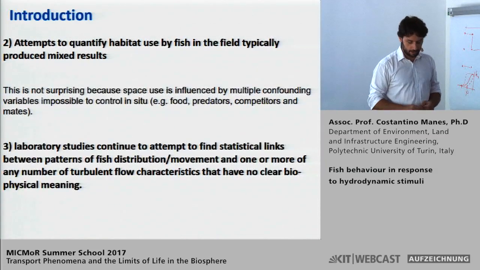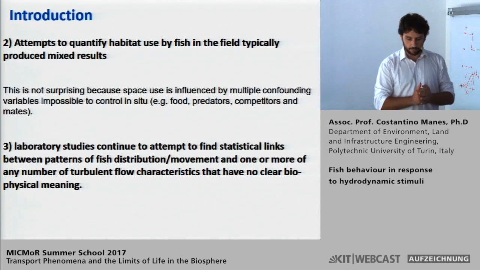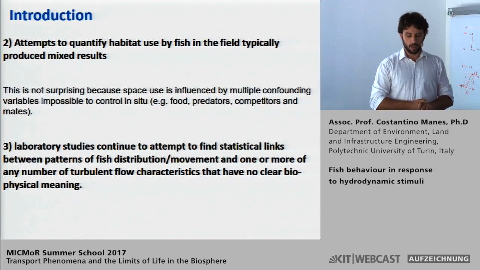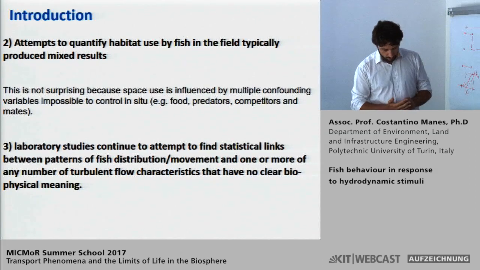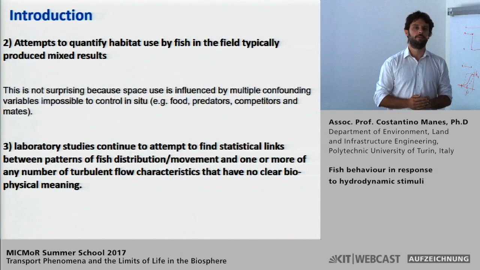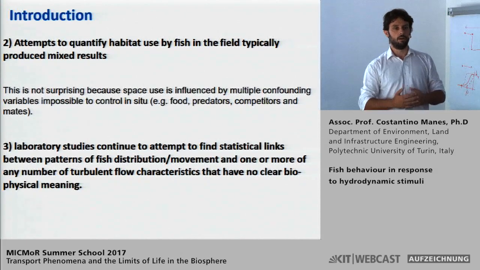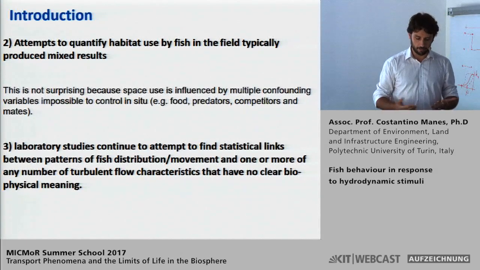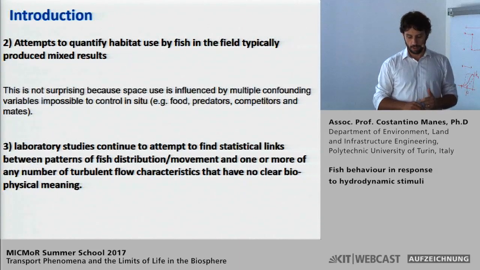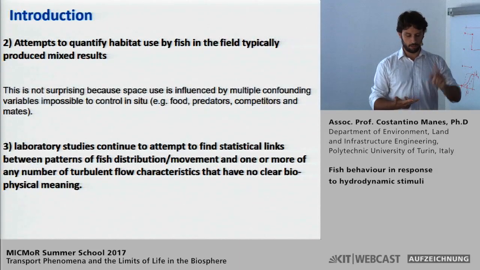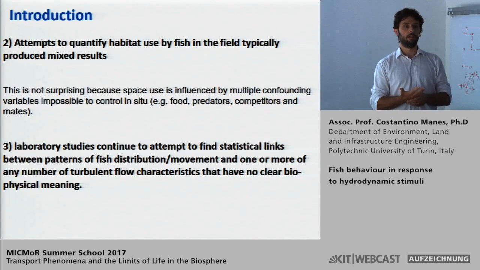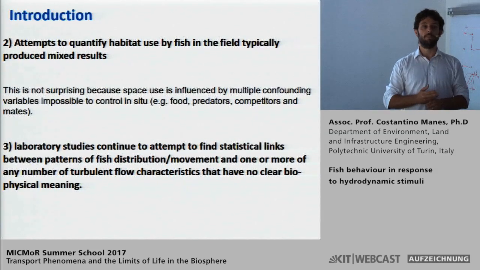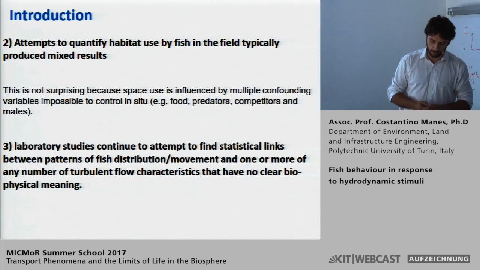The other problem is that attempts to quantify hydrodynamic space use by fish were addressed in field experiments, and these obviously produced mixed results. Again, this is not surprising because field experiments are extremely complicated. There are many confounding variables that are impossible to control, like food, presence of predators, competitors, mating issues, and all these variables will hide the real effects and make it impossible to isolate the effects of hydrodynamics.